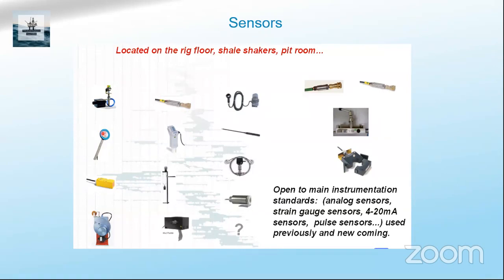This is for the drawworks or for the hook movement. I have got another one. This is again the same pulse type sensor we use for RPM, or there are two types. One is round and one is rectangular. This is the same thing.